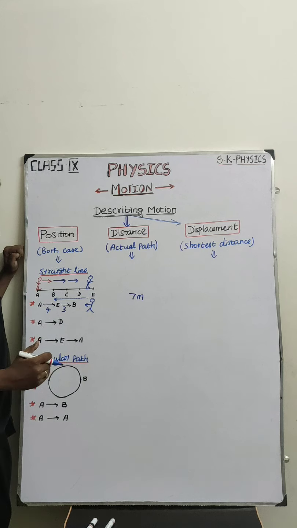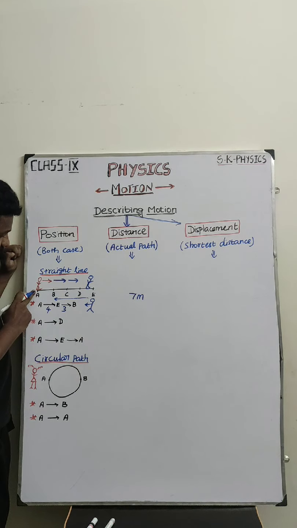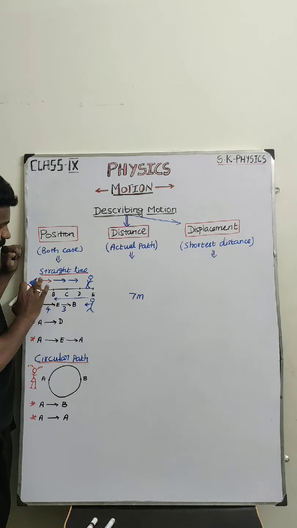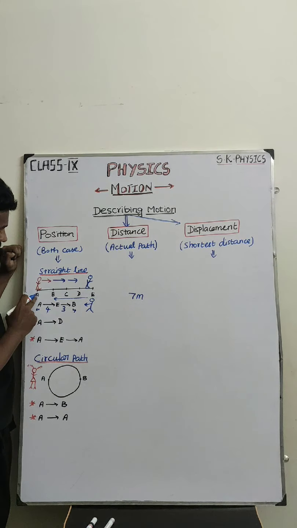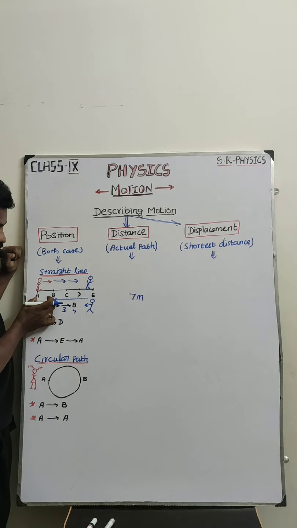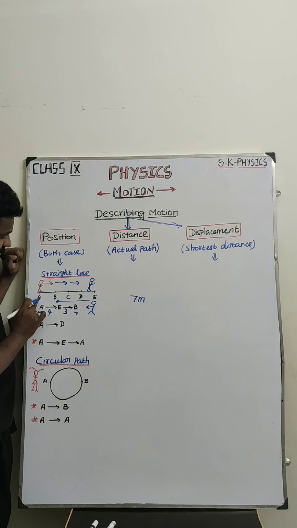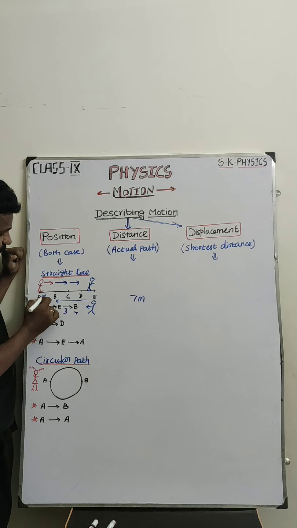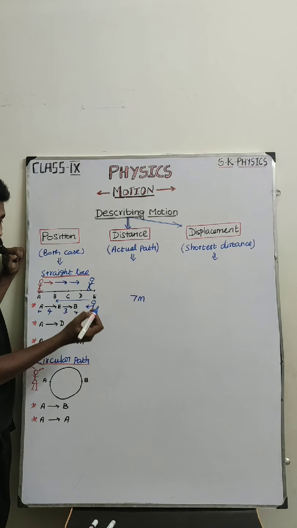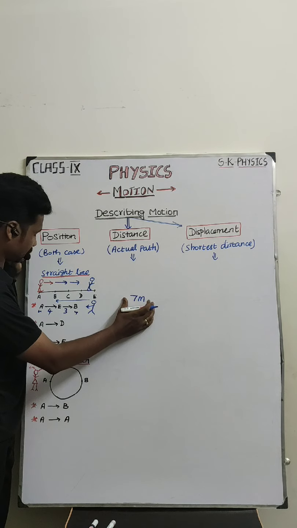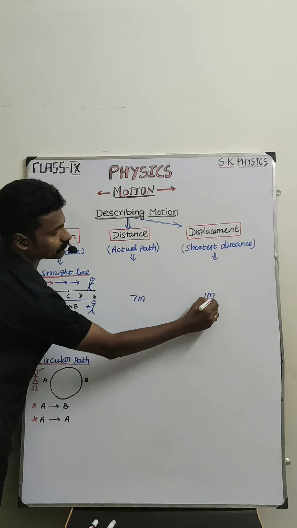Then displacement is nothing but the shortest distance between 2 points. Here, initially the person is at position A. After the travel, he is at position B. The initial point is A and the final point is B. So the shortest distance between the two points is this gap, which is 1 meter alone. So the displacement is 1 meter.